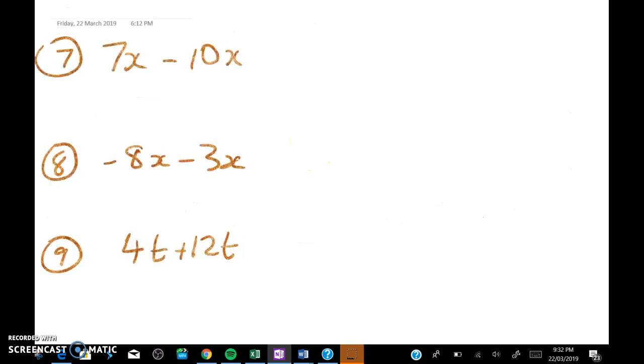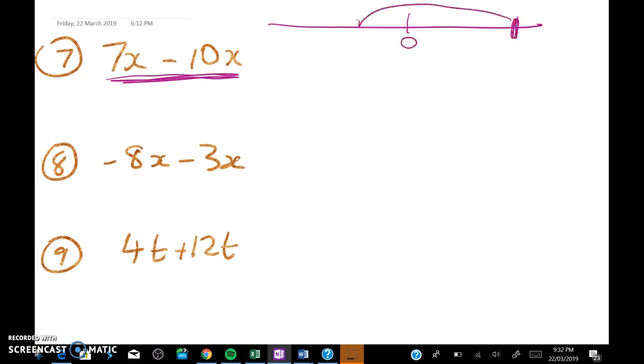Here are 3 more. Pause the video and do these 3. This time we're starting to move into negative numbers. So I've got 7x, take away 10x. Here's my number line. Here's 7. If I take away 10, I end up back at negative 3x.